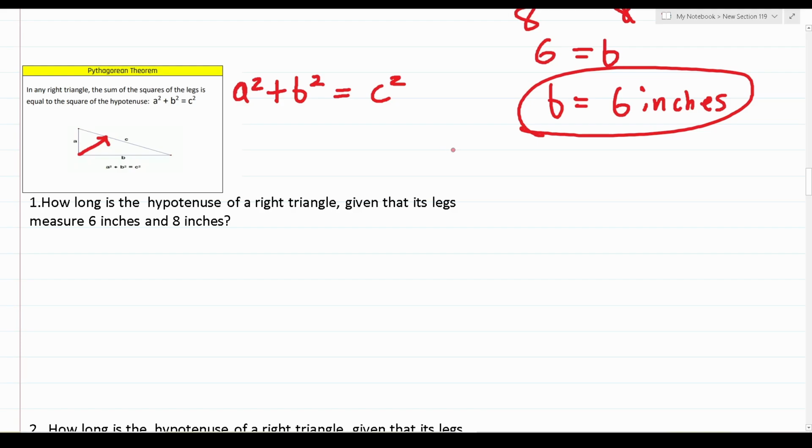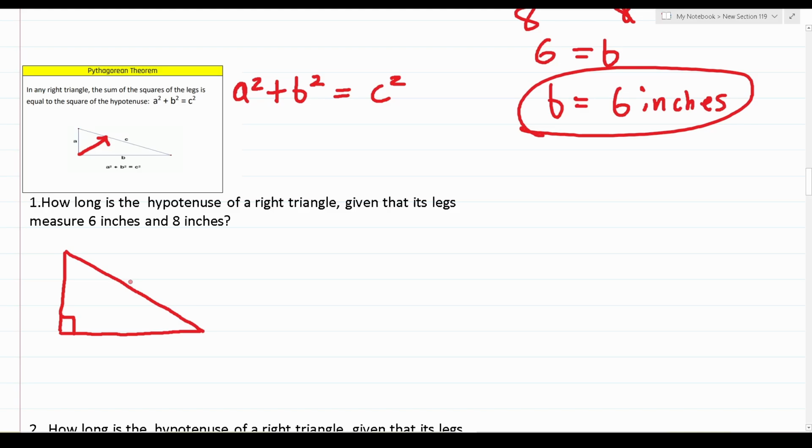All right, so number 1 says, how long is the hypotenuse of a right triangle, given that its legs measure 6 inches and 8 inches? So let's go ahead and quickly sketch a right triangle. It's usually helpful to make sketches when you're dealing with triangles, especially right triangles. And let's put this symbol to indicate that this is our right triangle. Again, how do we identify the hypotenuse? That's always going to be directly across from our right angle. So from here to here is our hypotenuse.